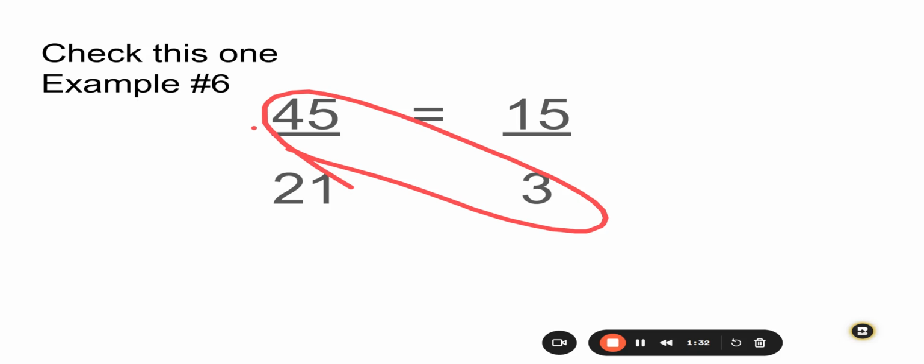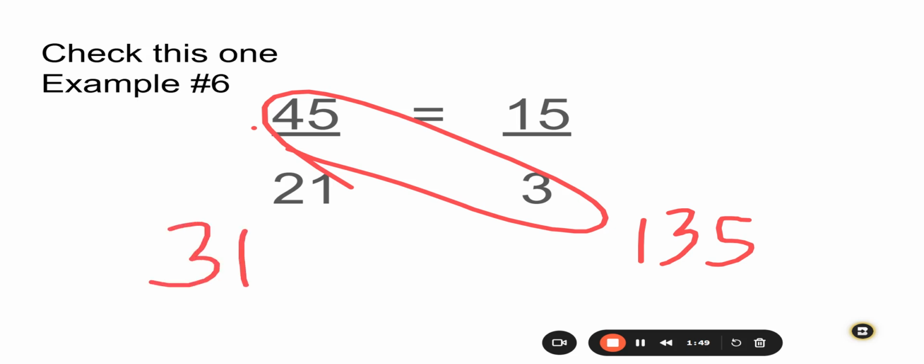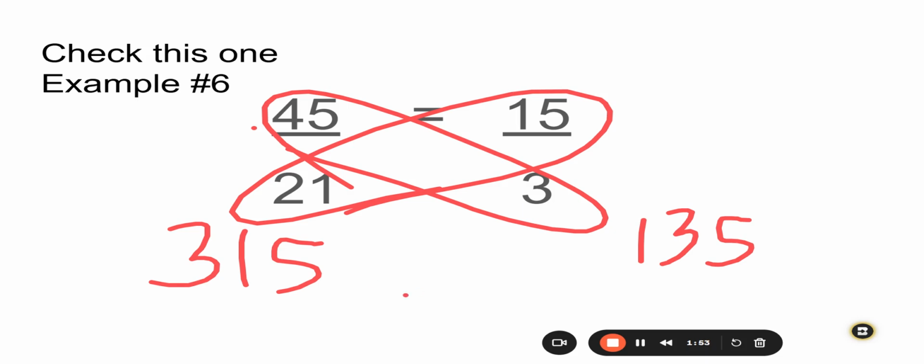All right, and this last one, just check in, cross multiply to see if it works. So 45 times 3, that gives me 135. And then 21, I don't think this is going to be proportional, times 15 gives me 315. All right, so this one also is not proportional because the numbers do not match. All right, that's the easy part to do this.